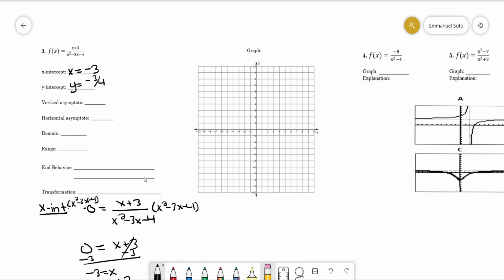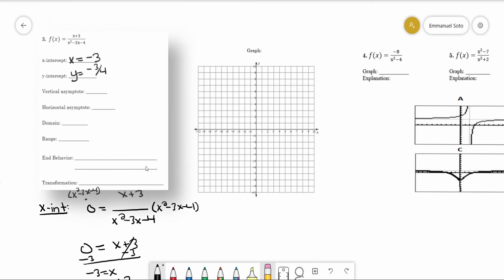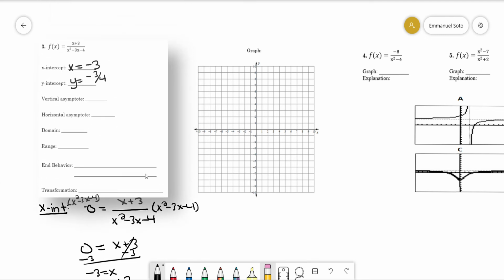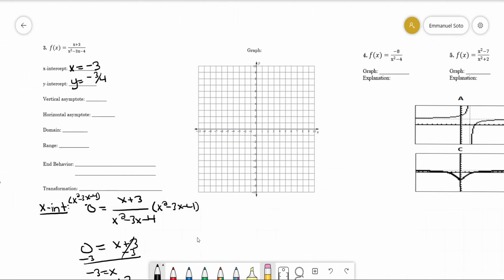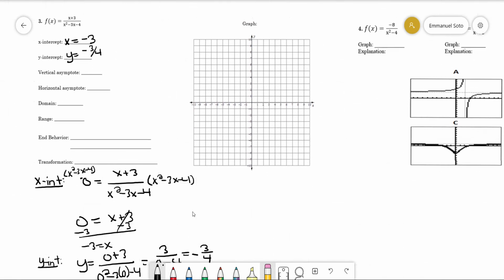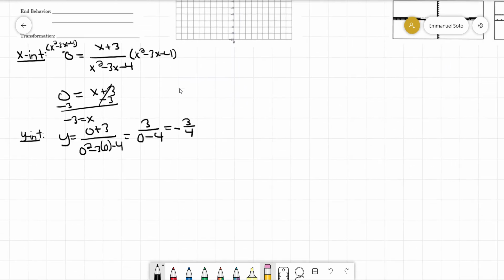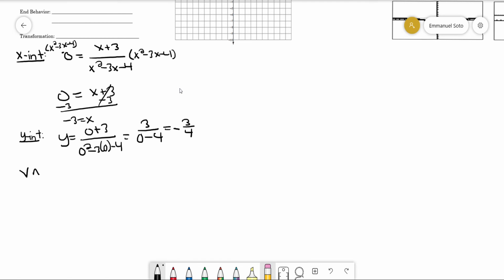Now let's do our vertical asymptote. So vertical asymptote is when the denominator equals 0. So the denominator is x squared minus 3x minus 4. We're going to go ahead and factor this since it is a quadratic. So factors of negative 4 that add up to negative 3. The only numbers that work are negative 4 and 1.